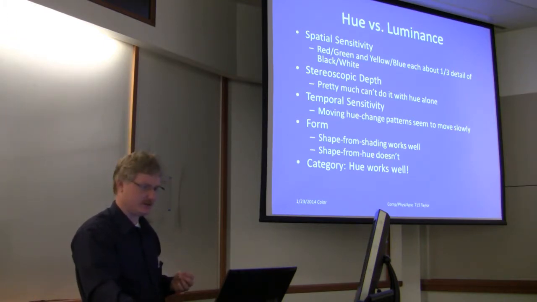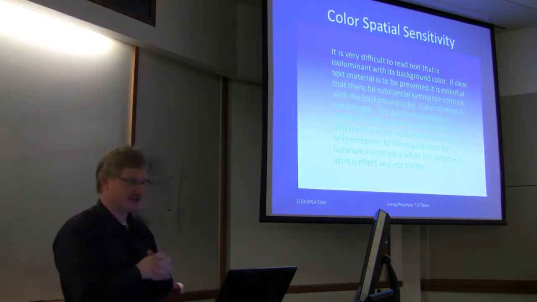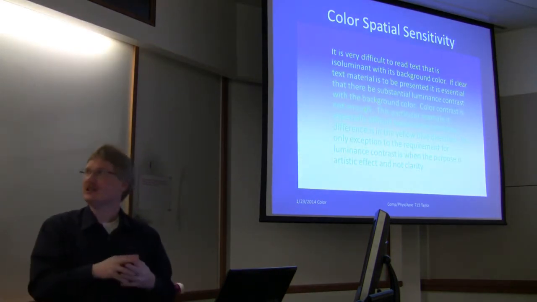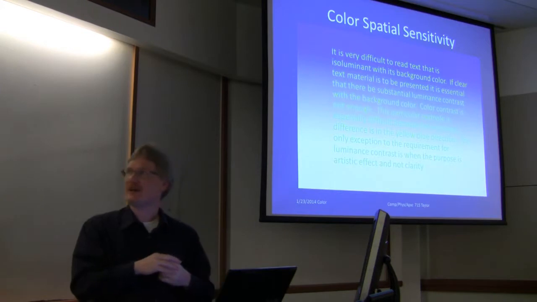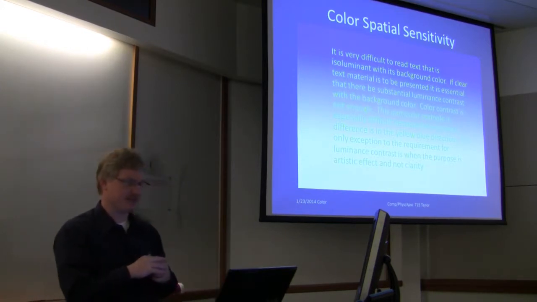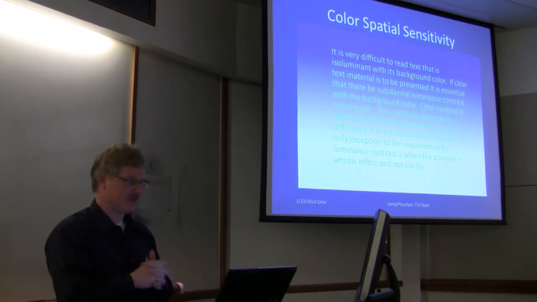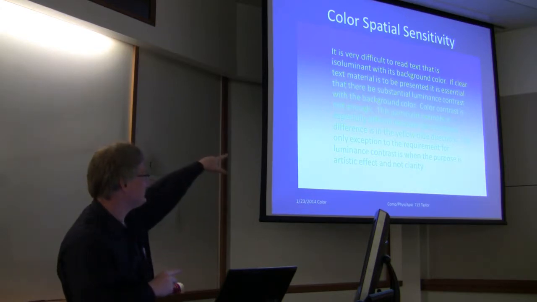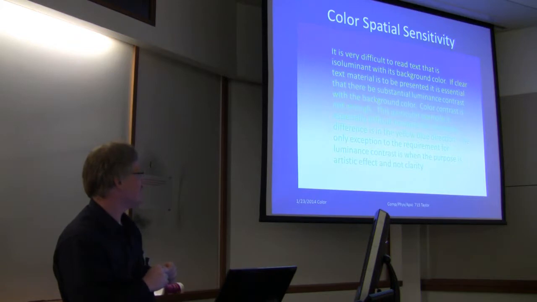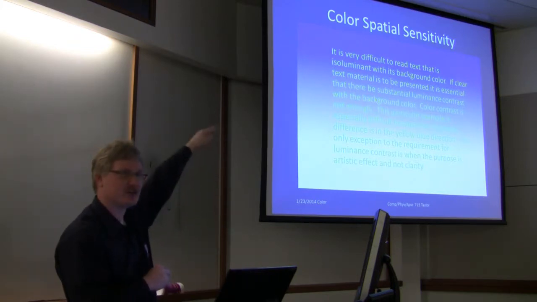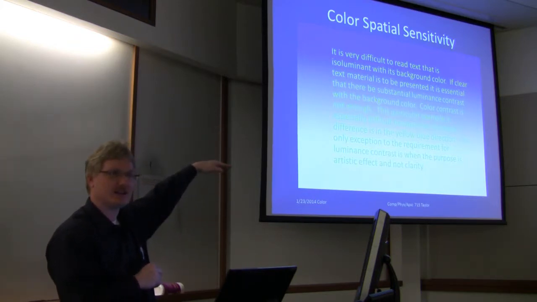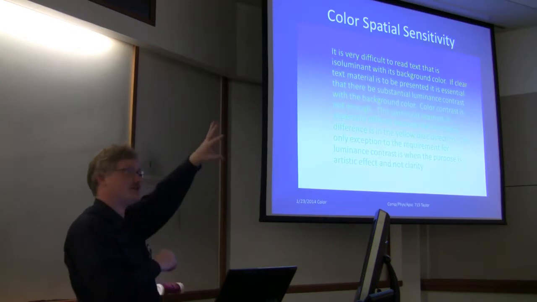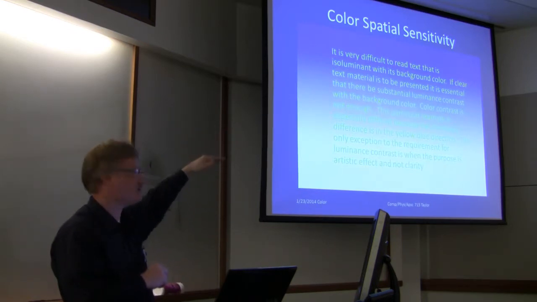All right, so color spatial sensitivity, right? It's very difficult to read text that is the same luminance as its background, right? If clear text is to be presented, you have to have substantial luminance contrast with the background color. It's particularly difficult if it's in the blue-yellow direction, right? Somewhere in the middle, it's going to be hard for you to read what that text is, and that has to do with this particular display's gamut where they're isoluminant.